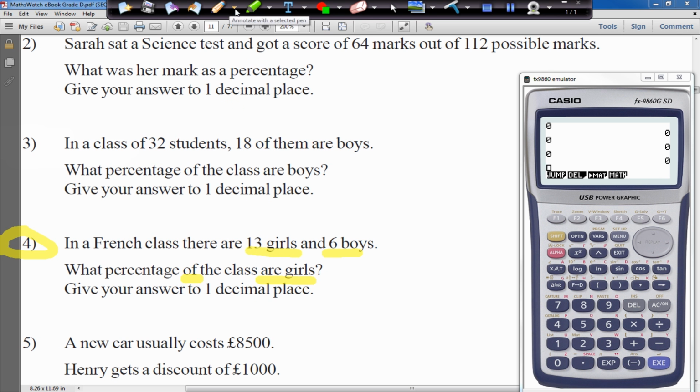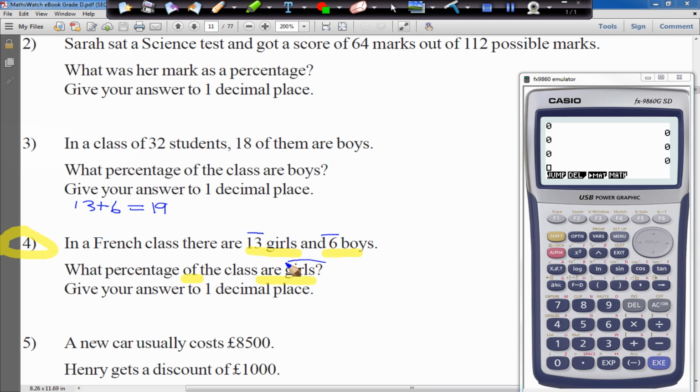Now, we're doing the same way. First of all, we need to work out the total. They haven't given us the total, how many students are all together. You have to work that out. So how many girls do you have? And how many boys do you have? So what's 13 add 6? So first of all, we need to add them up. So 13 add 6 will give us 19. So 19 is what it's out of.